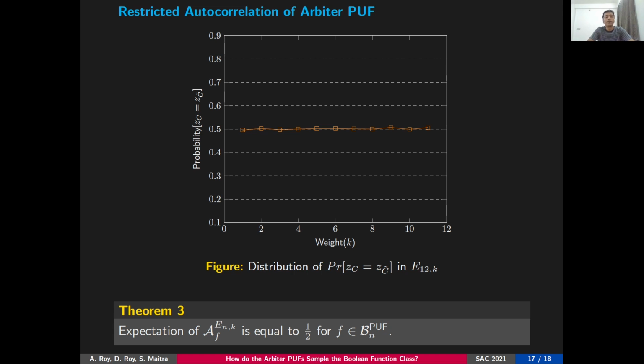In fact, we have proved a result where we have shown that the expectation of the restricted autocorrelation of f, where f is a Boolean function from the set Bn PUF, is equal to half when the domain restriction is taken for Enk.